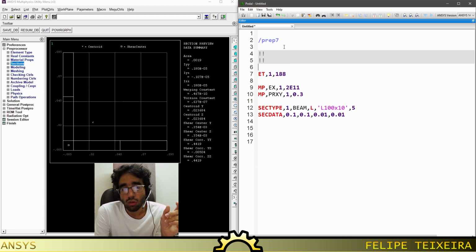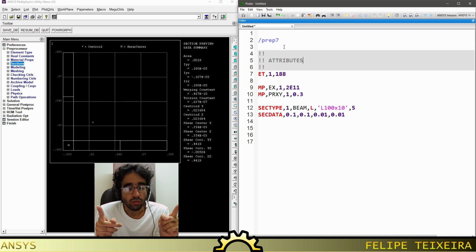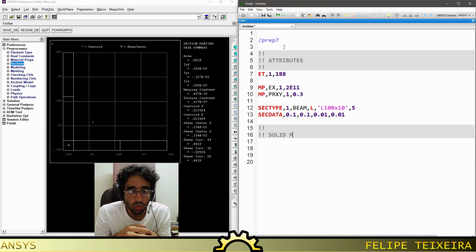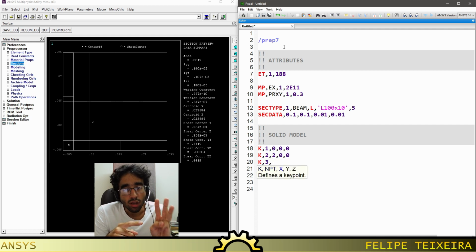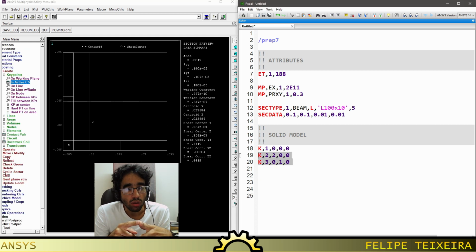So as you may recall, we were creating 3 key points. Key points 1 and 2 for the axis of the line, key point 3 above as an orientation key point. The command for creating key points is K. So here you see me issuing this command 3 times. Each time I'm creating a different key point. The first argument, 1, 2, and 3, is the number of the key point, and the next arguments are the x, y, and z coordinates of the key point.